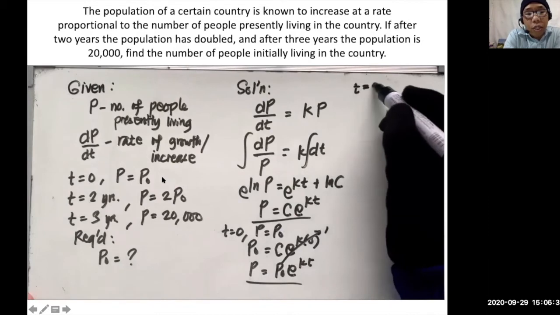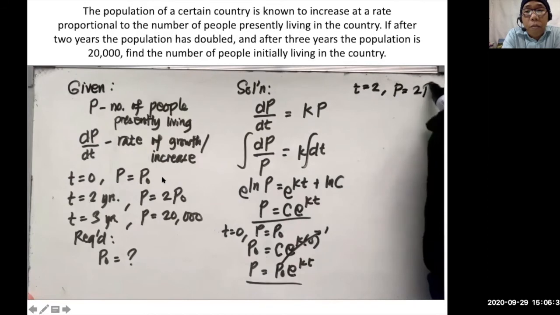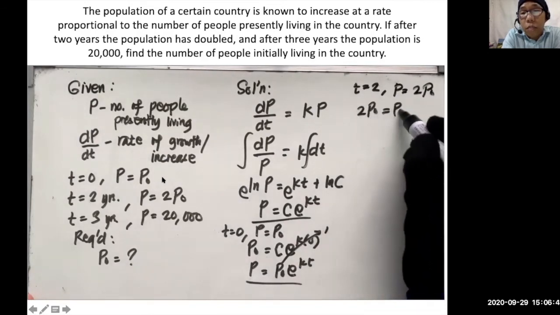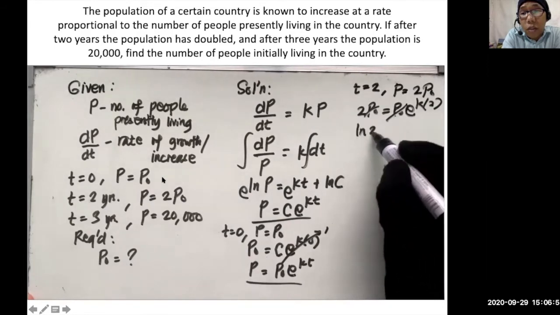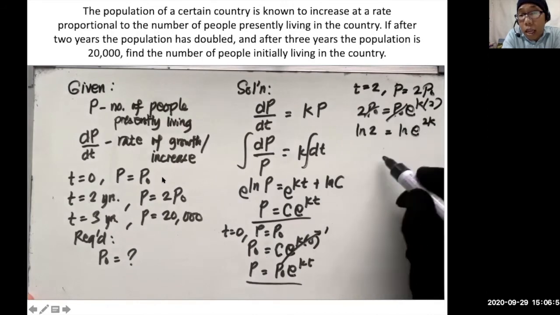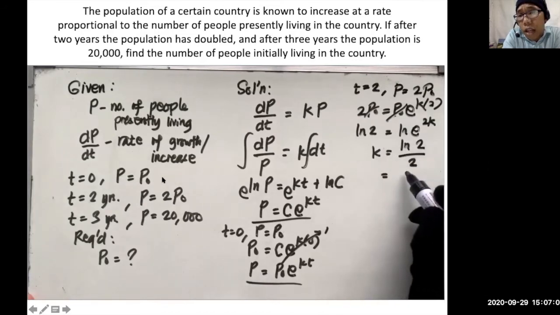Now we utilize the next condition: at time equal to 2 years, the number of people has doubled. You plug it into this solution: 2 times P sub 0 equals P sub 0 e raised to k times 2. We can cancel P sub 0. Then we take the ln of both sides to solve for k. Again, this is a growth problem, so we expect that k is positive. So k is equal to ln of 2 over 2. You can utilize that exact value, or you can put it in decimal as long as it is in 4 decimal places.